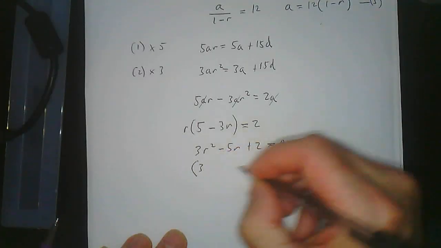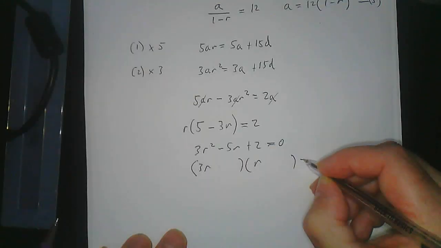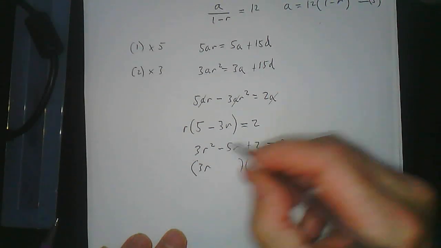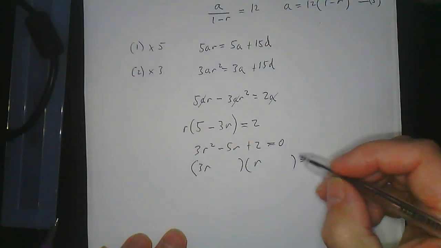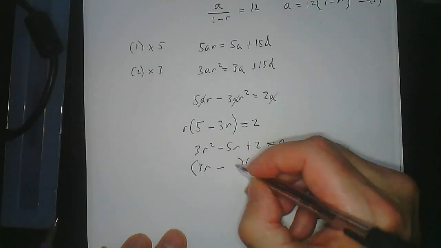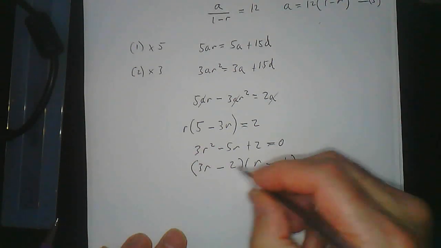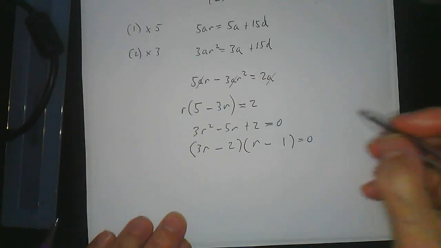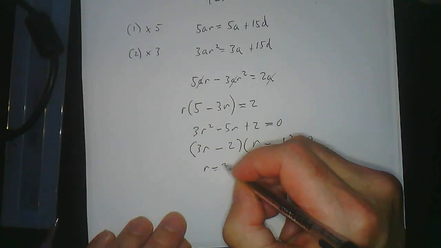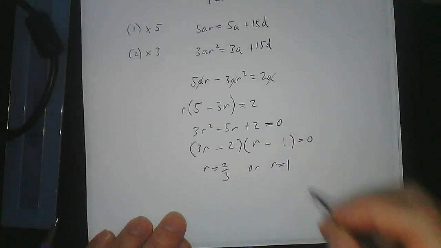This will factorize: 3R and R, and 2 and 1. We want to end up with minus 5, and we need both the signs to be the same, so that's going to give it this way round. We need minus 5. That will give us the minus 5. So R equals 2 over 3, or R equals 1.